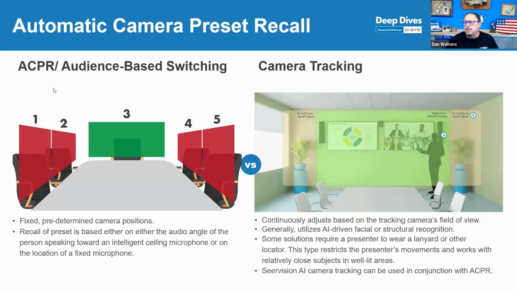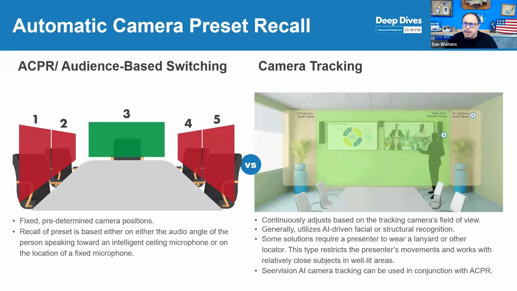So audience-based switching here with ACPR is predetermined camera positions, right? So I'm going to set this conference room up so that when I get an indication from one of the triggers, we might be a beamforming mic that gives us positional data. When it senses that the person at the head of the table is talking, and that positional data indicates that, we're going to take that shot at the end. We're going to take a camera preset there. If someone in the first seat starts to talk, we're going to take that shot there.